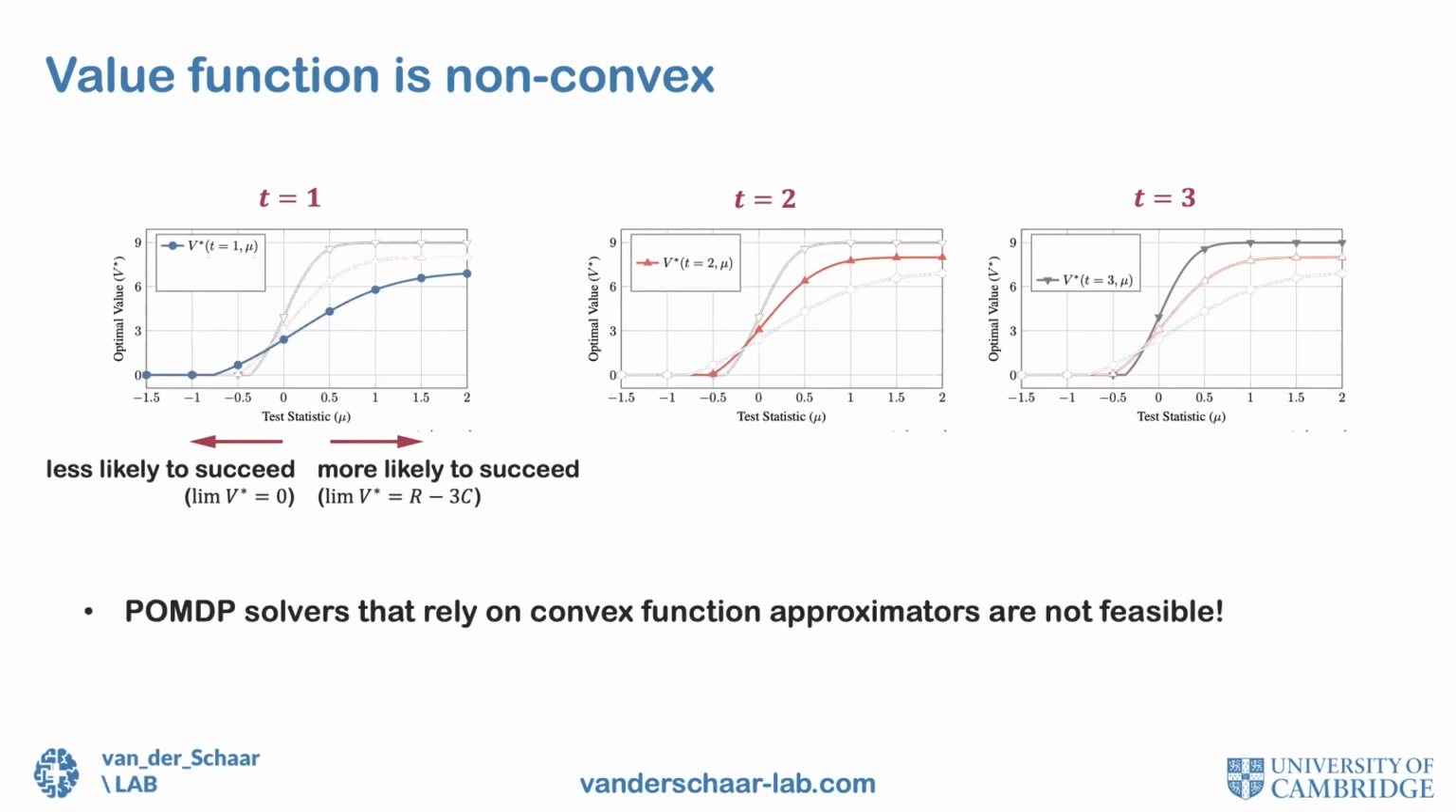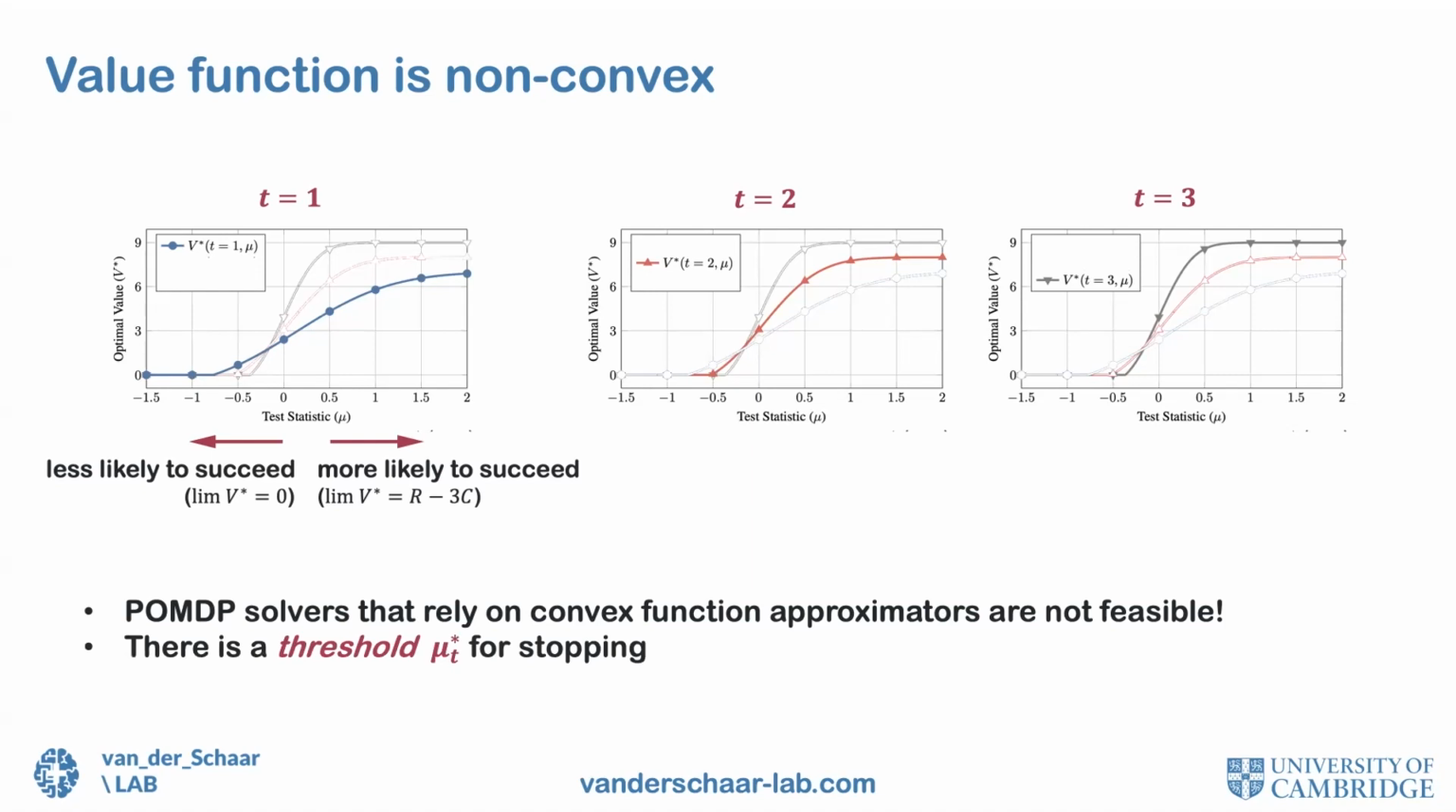There are 2 things to highlight here. First is that these value functions are very clearly non-convex functions. This is important because the existing methods for solving reinforcement learning problems like this usually rely on convex function approximators. So those solutions would not be feasible in the case of the optimal commitment problem.